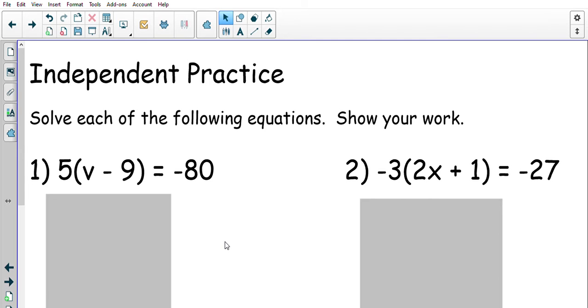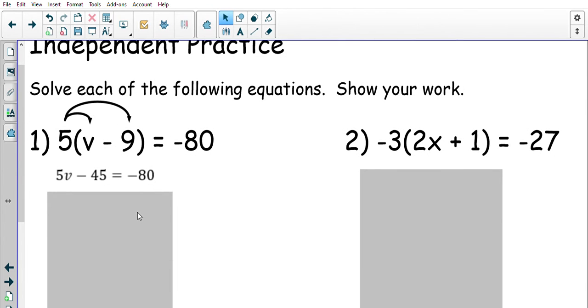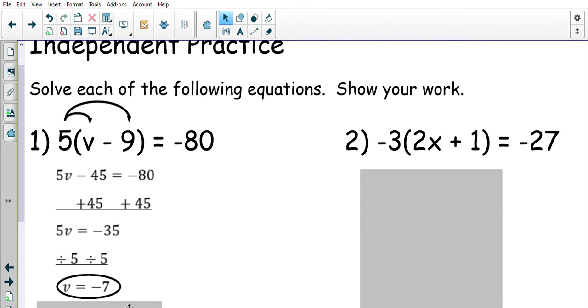All right, so for question number 1, I hope you started by distributing first. 5 times v is 5v, 5 times 9 is 45. So we have 5v minus 45 equals -80. Add 45 to both sides. That's the inverse of subtracting 45. That will get us 5v equals -35. Finally, divide both sides by 5 to get a solution of v equals -7.